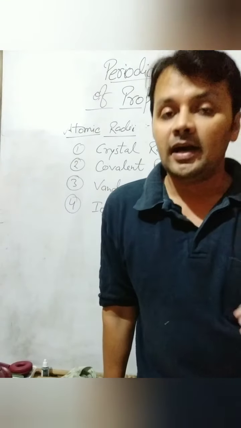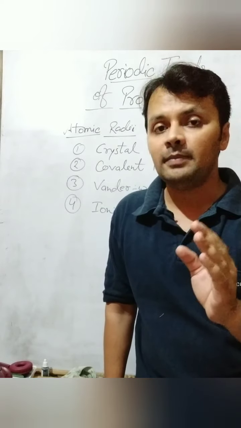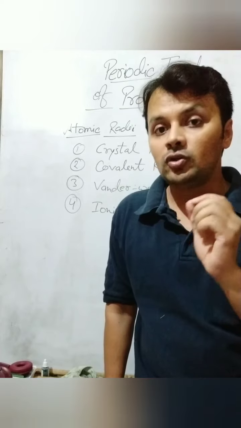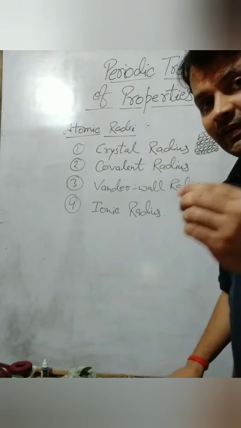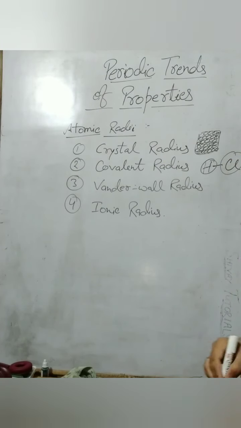Now the covalent radius. We know that most elements are very reactive, so they combine by covalent bonds or ionic bonds. First we will talk about covalent bonds. Covalent bonds are formed by sharing of electrons. Like we have studied that hydrogen and chlorine are bonded by a covalent bond, means hydrogen and chlorine share one electron each.